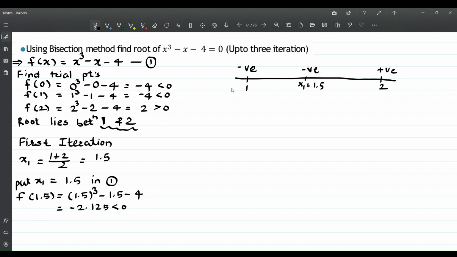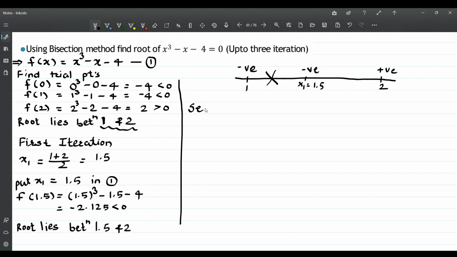Okay, both signs are the same, so this side will get cancelled. Then root lies between 1.5 and 2. So we'll write here root lies between 1.5 and 2. Okay, this side is cancelled. So we have to calculate only between these two trial points, that is 1.5 and 2. Now we'll go to the next iteration, that is second iteration.